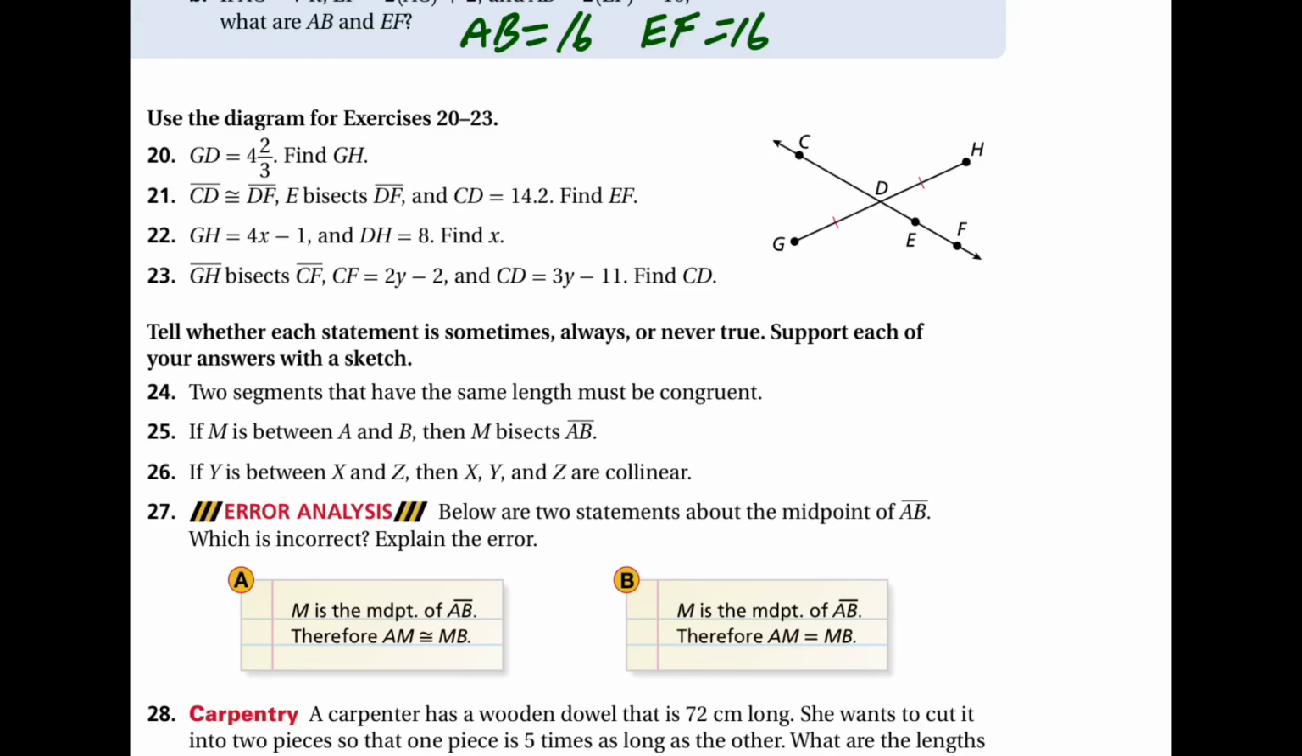21, we are told that CD is congruent to DF. So this length is the same as that length. We also know that E bisects DF, so it cuts it into two equal parts. If CD measures 14.2, these have to be 7.1 each, because it cuts that length in half. EF is equal to 7.1.